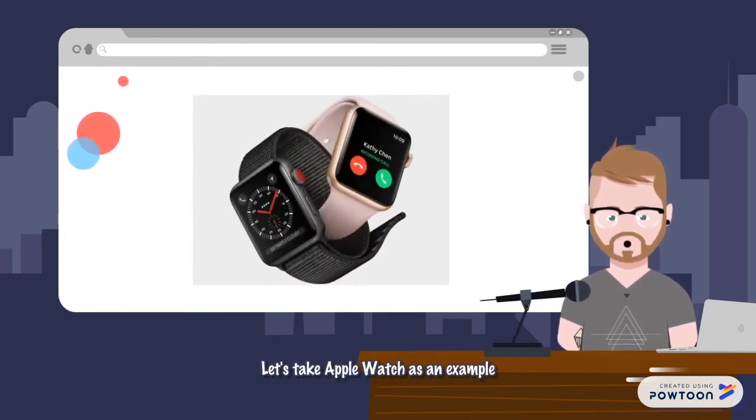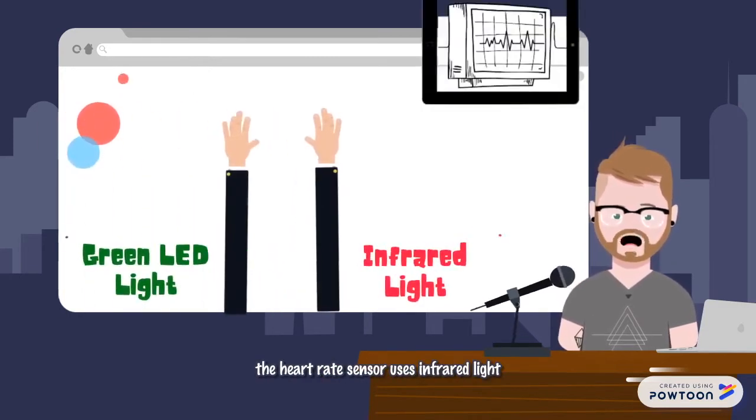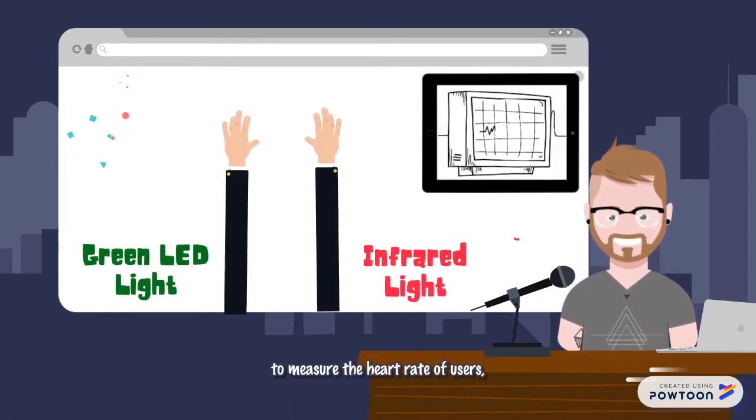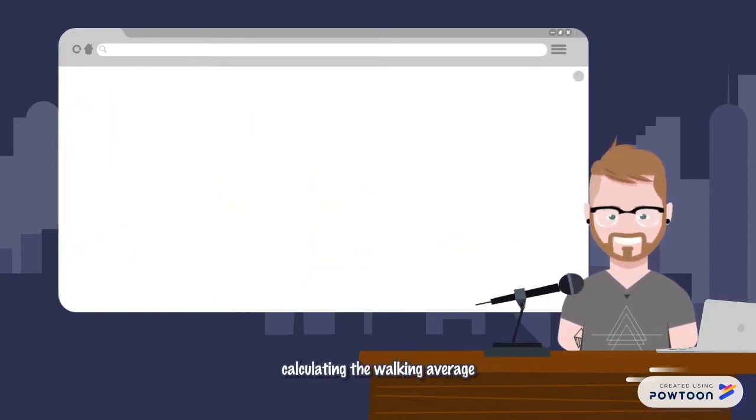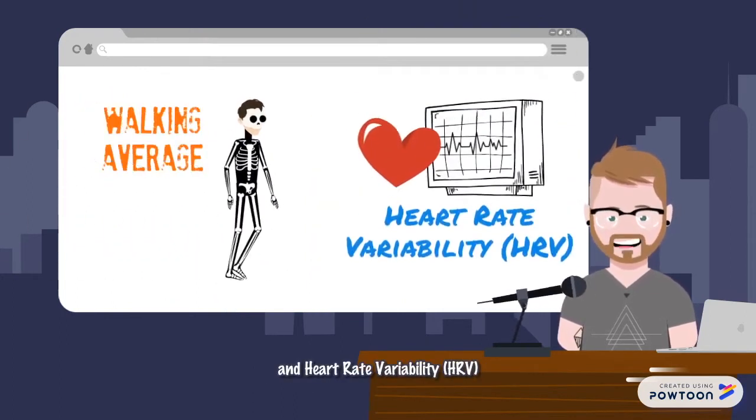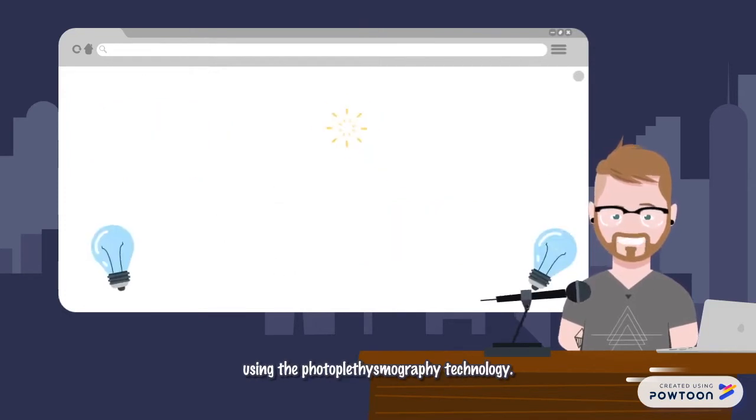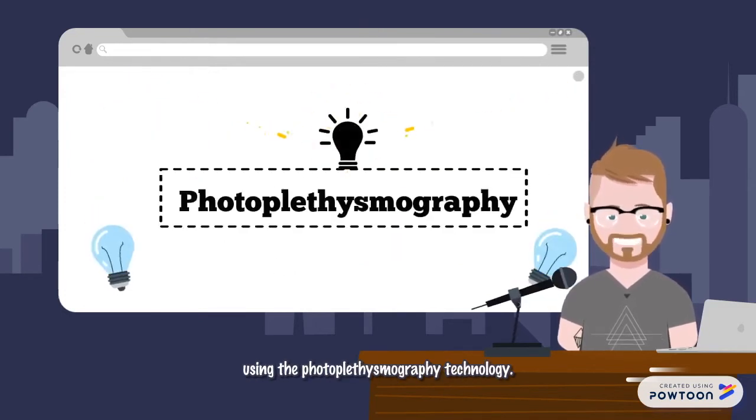Let's take Apple Watch as an example. The heart rate sensor uses infrared light to measure the heart rate of users, calculating the walking average and heart rate variability using the photoplethysmography technology.